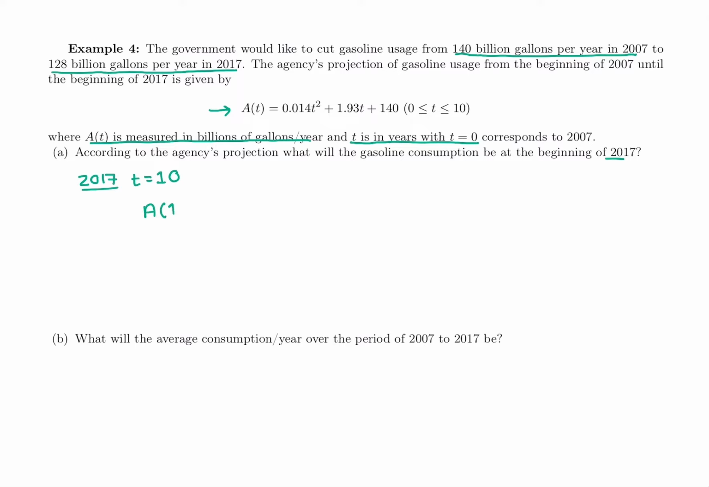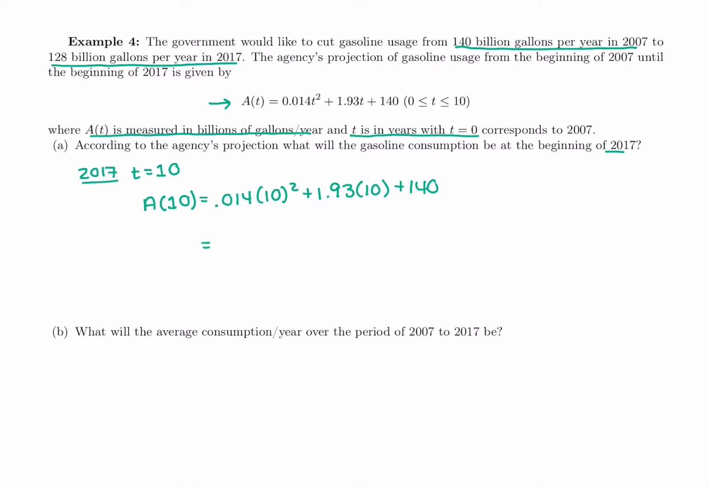So we're going to do A of 10 and just plug into the original: 0.014 times 10 squared plus 1.93 times 10 plus 140. Now if it said what is the total net amount of gas between 2007 to 2017, that's when we would have taken the antiderivative. Antiderivative measures total or net change. This is just asking what is it going to be in 2017 according to this model. We have a goal of 128. Are we realistically going to meet it?